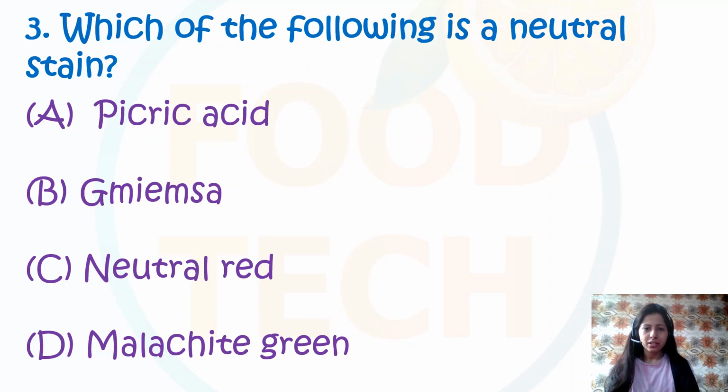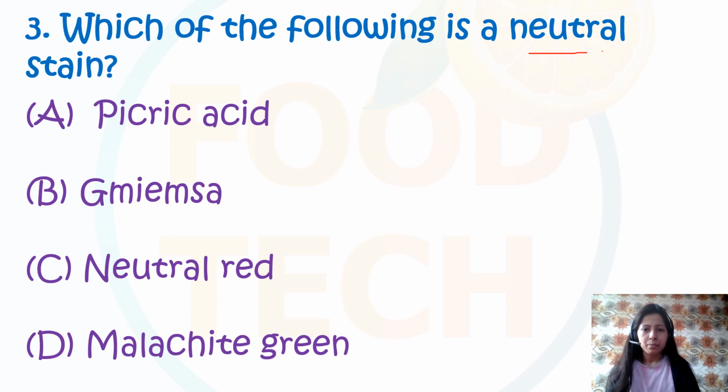Question number 3. Which of the following is a neutral stain? Option A picric acid, option B Giemsa, option C neutral red, option D malachite green. So what exactly are neutral stains? Neutral stains are those stains that do not have affinity for either the acidic or the basic components of the cell. They have no affinity towards acidic or basic components of the cell.